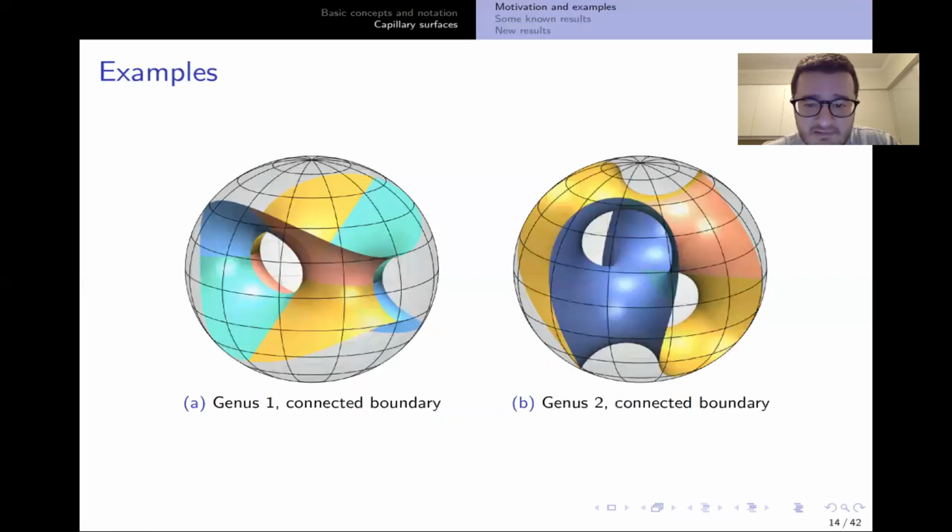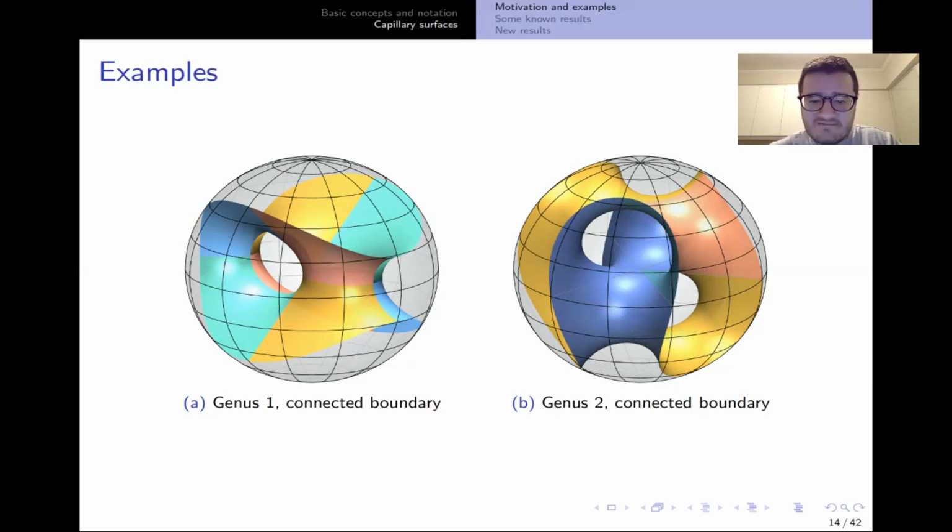We also have these beautiful pictures that I took from Alessandro Carlotto's website of genus 1 and genus 2 free boundary minimal surfaces in the ball whose boundary is connected. So it's a very beautiful picture of other types of surfaces of higher genera. So there's an incredible amount of examples. The free boundary examples are certainly the most common, but there are also many other examples where the angle is not necessarily pi over 2.